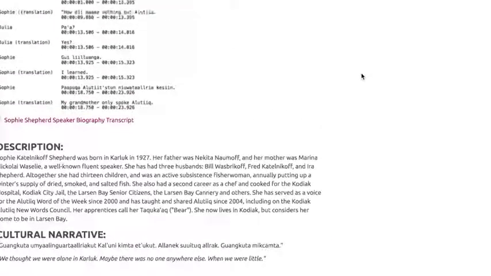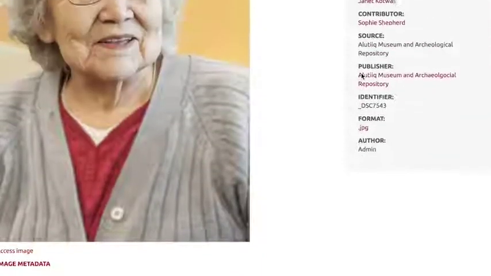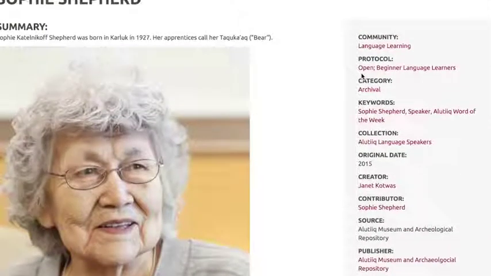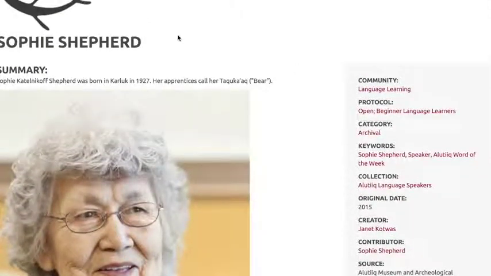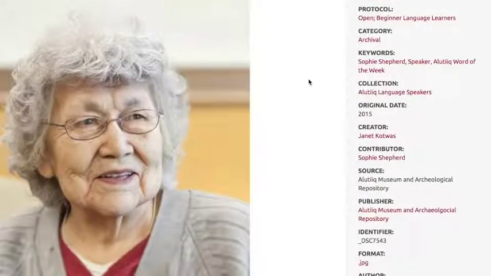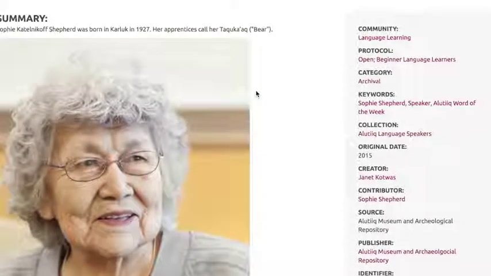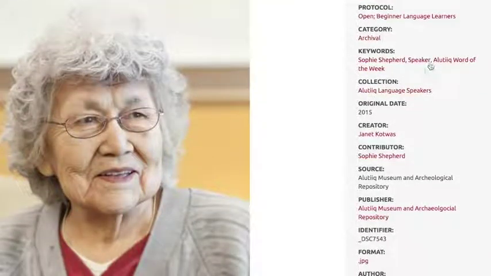Each item in the collection will also feature basic metadata or information about the object itself. In this case, the object or the individual is Sophie Shepherd, the object being this image right here that we see on the left. We'll have information here that is all clickable. In this case, keywords associated with this image would be Sophie Shepherd, speaker, and Alutiiq Word of the Week because of her involvement in the Alutiiq Word of the Week.